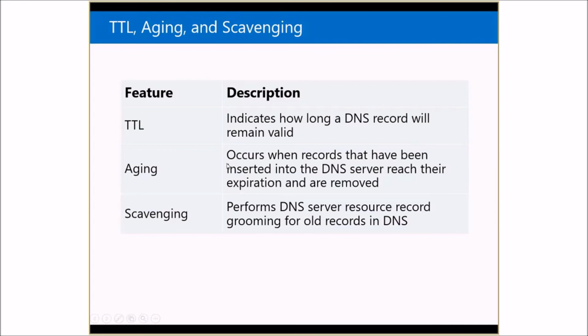And when it runs out, the record gets what's called aged out, or the act of aging occurs when records have been inserted into DNS and reach their expiration and are removed. So that's aging. Scavenging performs DNS resource record grooming for old records in DNS. So records, again, that are no longer updated, might be outdated.